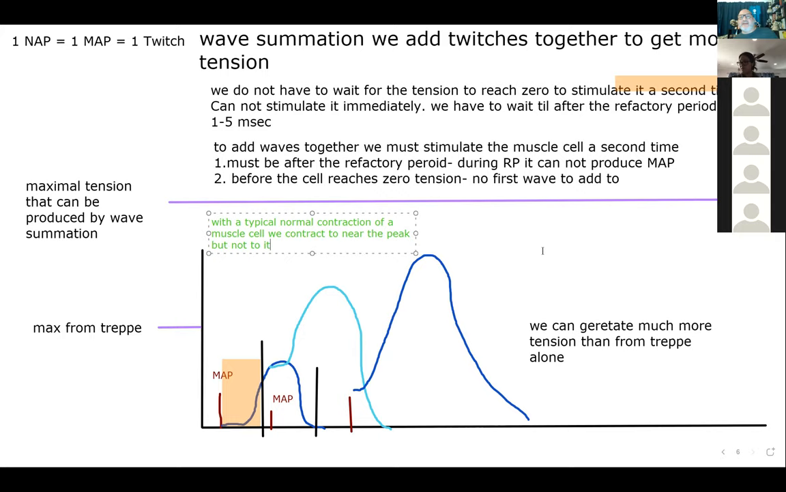Instead, what we get is this undulating contraction where we're stimulating and contracting it near the peak of the muscle cell. And this near peak is what we call an unfused tetanus, where we get this undulating tension in that muscle cell.